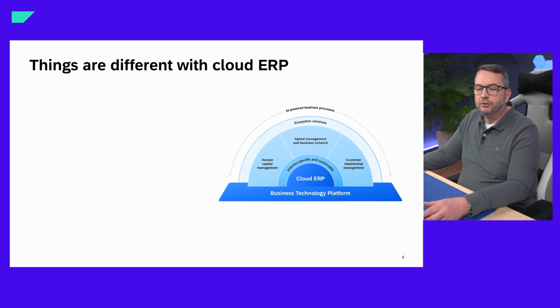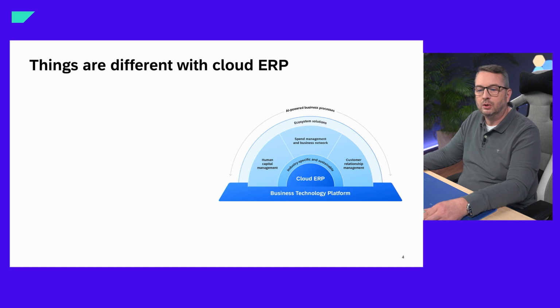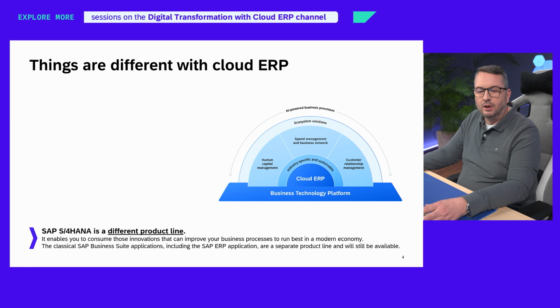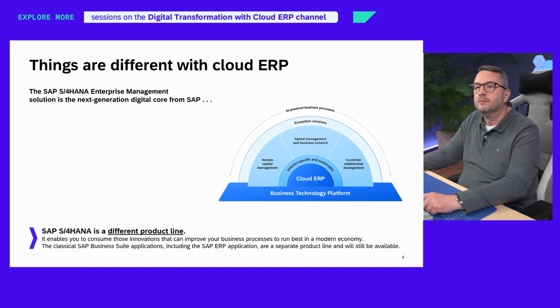So let's start with the most important technical and architectural facts of SAP S4HANA and why this makes this product different from the classical old SAP ERP 6.0 as part of the SAP Business Suite 7 product family. As you can see, licensed and legally wise, SAP S4HANA is a different product line. And the classical SAP Business Suite 7 with SAP ERP 6.0 is still available as a separate product line with its own maintenance and timelines.